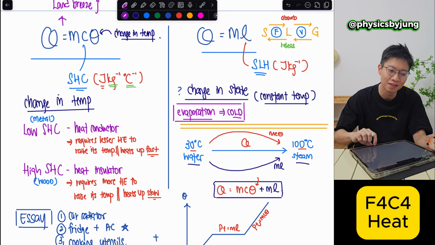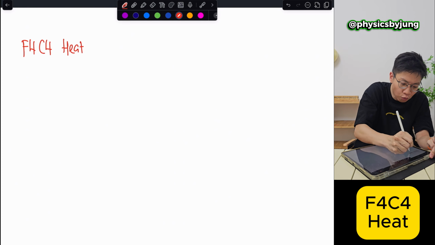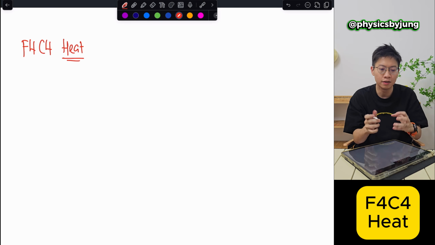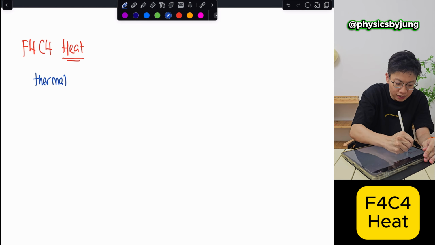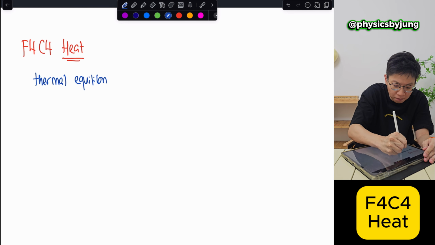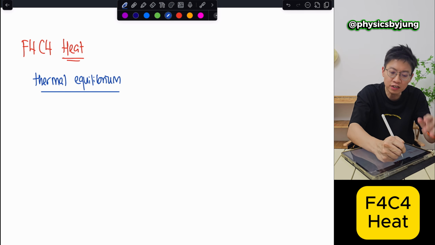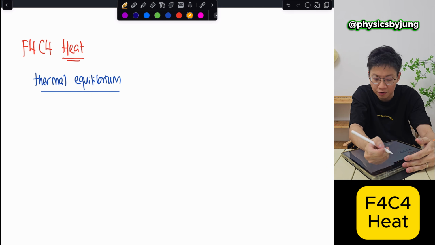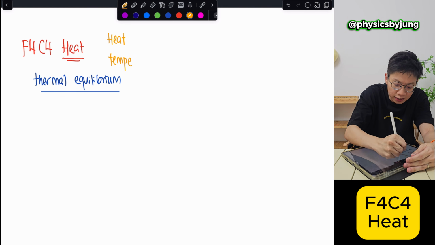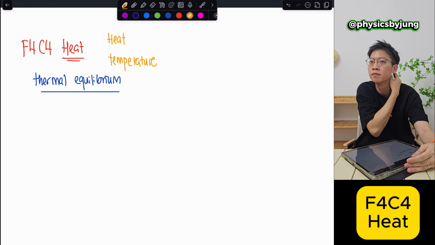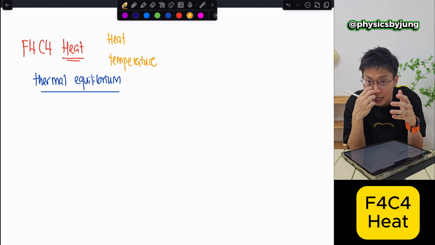So let's start. Let's talk about Form 4 Chapter 4, Heat. So what is the main thing in this chapter? Obviously, we're going to start with this thing whereby you always have to understand this word, thermal equilibrium. So what is the meaning of thermal equilibrium? First of all, let's just double check with everybody. Do you know what is the difference between heat and temperature?